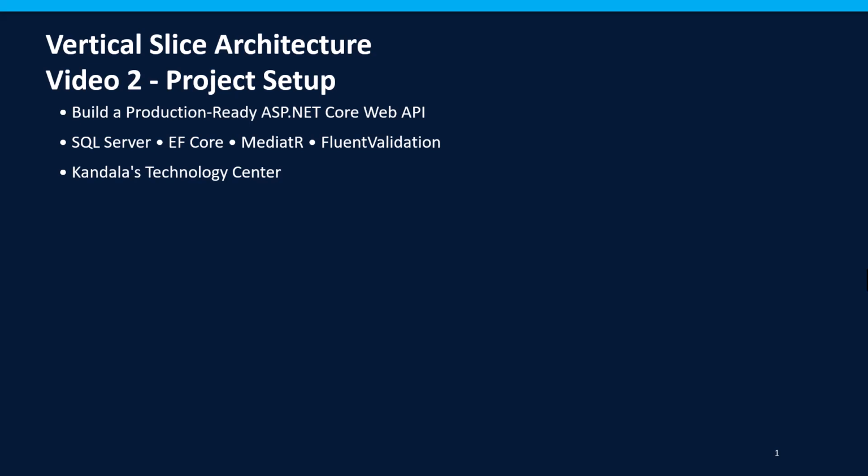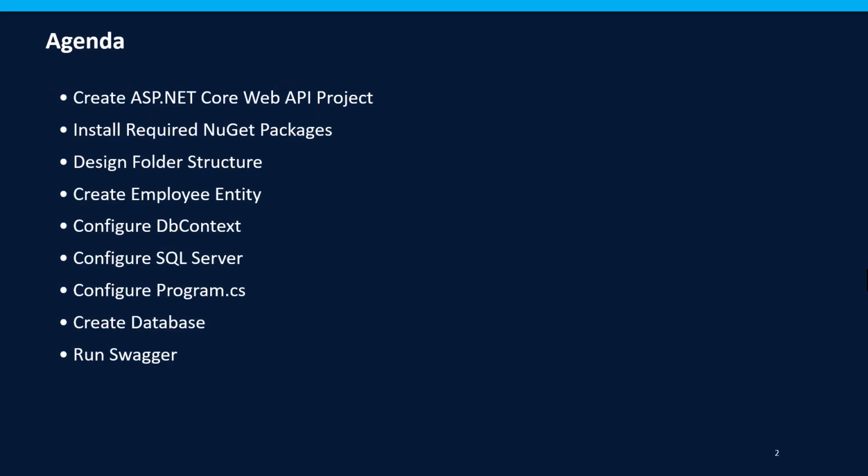So here we are going to do the project setup with Visual Studio 2022, SQL Server, Entity Framework, Mediator, and Fluent Validations. All these things in this video we are going to do in a practical way. Our agenda is to create an ASP.NET Core Web API project and install required NuGet packages, design the folder structure, create the employee entity, configure DB context, configure SQL Server, configure program.cs, create the database, and see the output in Swagger.